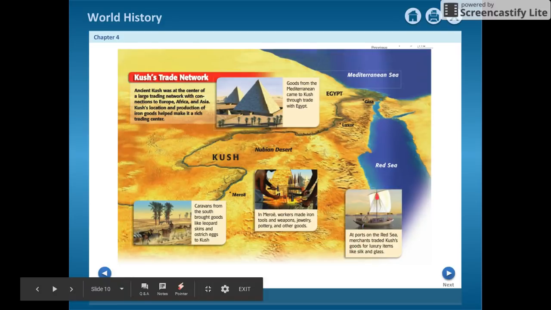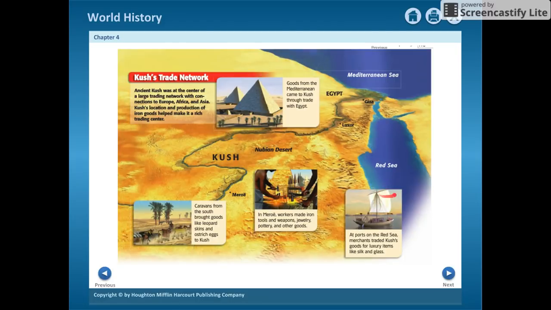And at ports on the Red Sea, merchants traded Kush's goods for luxury items like silk and glass. So here were ports over here on the Red Sea. So you can see that their location allowed them to have this great trade network.